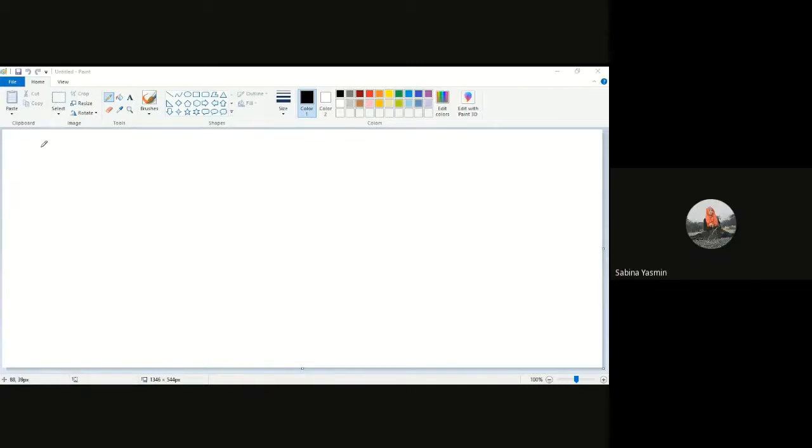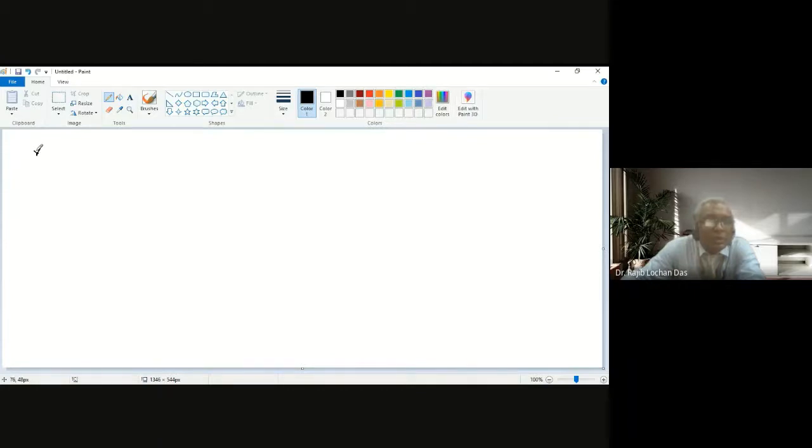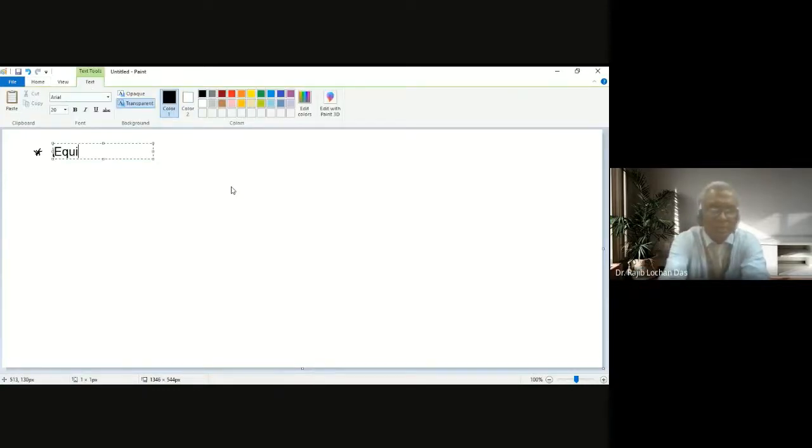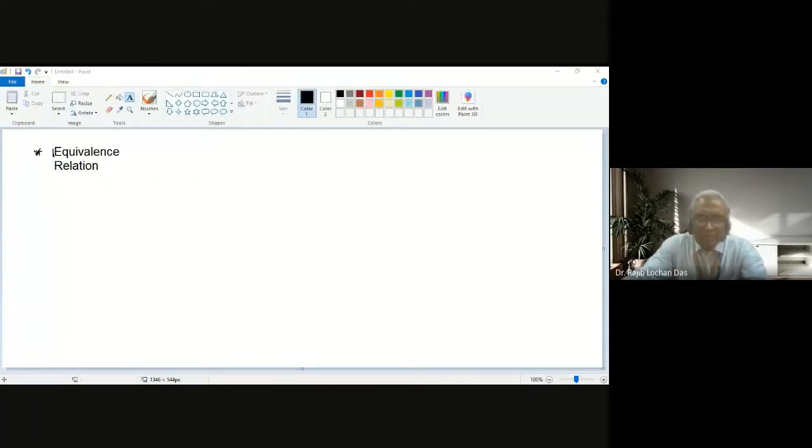Yes, sir. Okay. So I told you already one type of relation is called equivalence relation. Let me write it by typing. That will be better. One is called equivalence relation, and equivalence relation is a type, and this type of relation will be reflexive, symmetric, and also transitive. I told you already, right? So this is one type of relation.